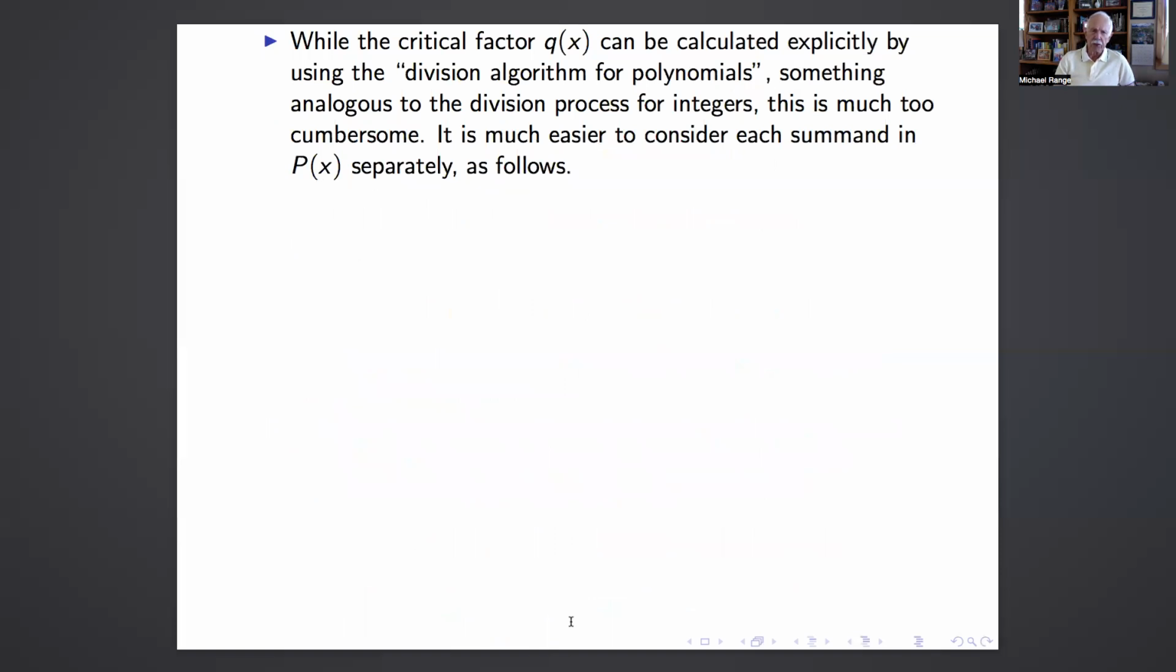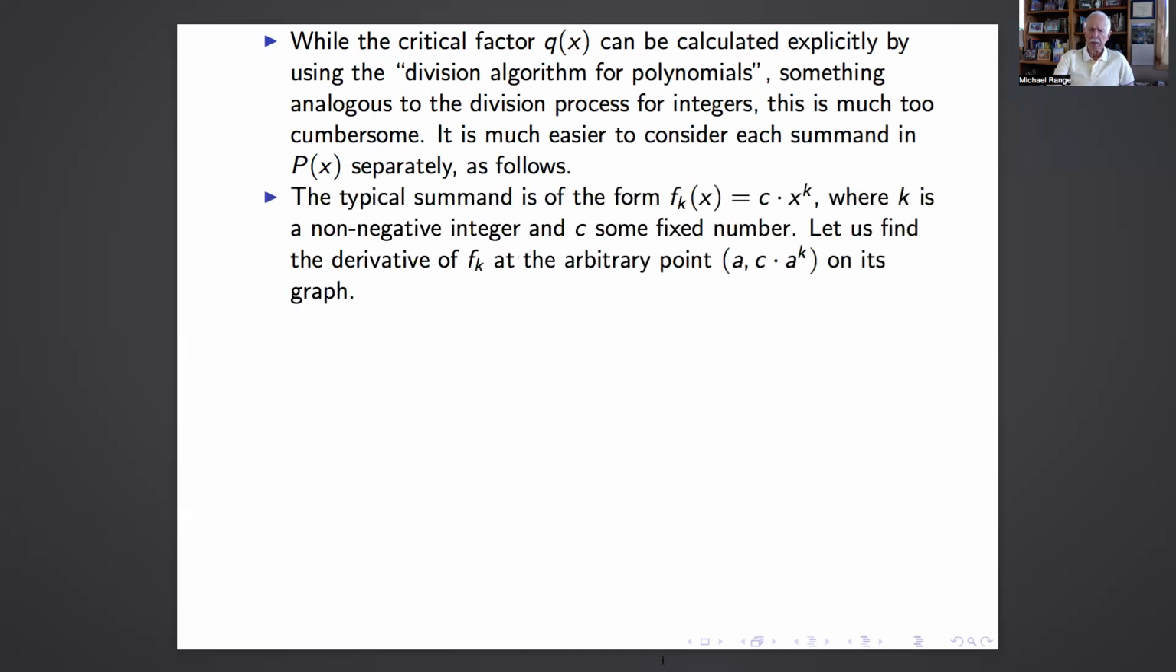Now, how about evaluation of the derivative of a polynomial? Well, in principle, the critical factor can be calculated explicitly by using what is known as a division algorithm for polynomials. And that's something analogous to the division process for integers. But this is much too cumbersome. It is much easier to simply look at each summand in p of x separately as follows. The typical summand is of the form f sub k of x is equal to a constant c times x to the power k. So let us find the derivative of f sub k at the arbitrary point a, c times a to the power k on its graph.